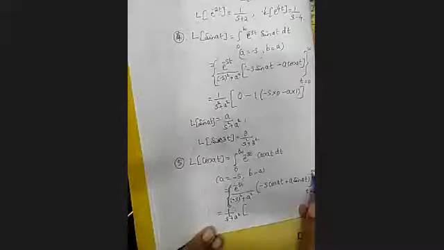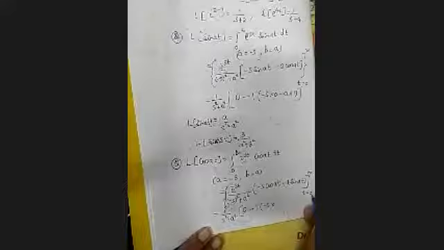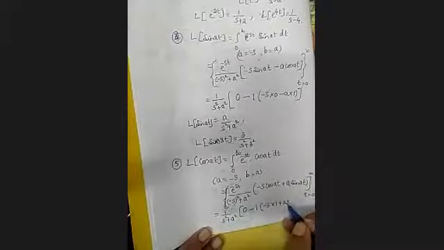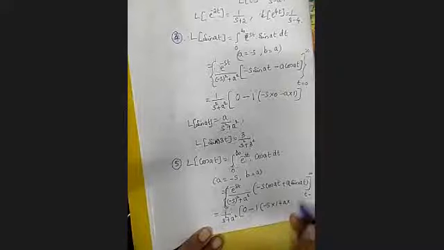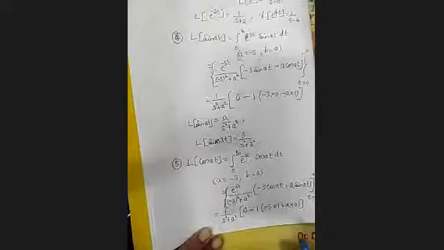Upper limit: when you put infinity in place of this t, e raised to minus infinity is 0, and 0 into anything is 0. Minus lower limit, t is 0. e raised to 0 is 1, into bracket minus s into cos of 0, which is 1, plus a into sine of 0, which is 0. What is the value of the bracket? Plus, s into 0 is 0, so only plus s. s divided by s square plus a square. See the change? Just compare the results. This is Laplace of cos of at.